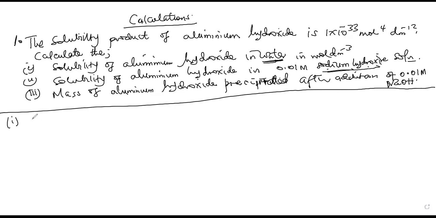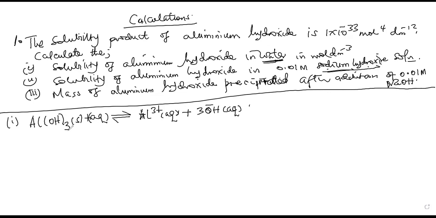So we shall have aluminium hydroxide solid plus water, which shall form aluminium ion and hydroxide ions, 3 of them. Implying that the KSP value is the concentration of aluminium times the concentration of hydroxide ion to the power 3.